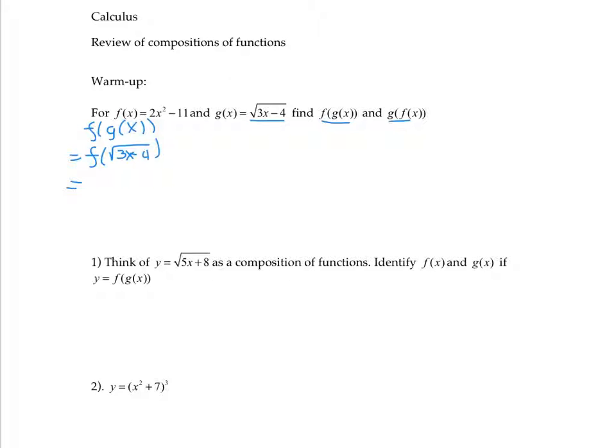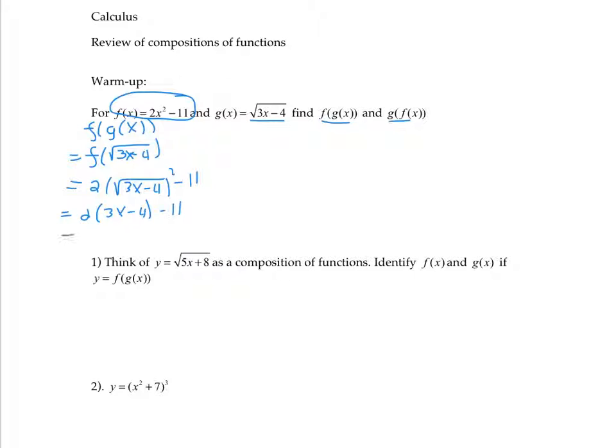And now that we have f of the square root of 3x minus 4, we're actually going to plug that into our other function, f of x, in place of the x. So we'll have 2 times the quantity, the square root of 3x minus 4, quantity squared, minus 11. When you square that square root, that undoes taking the square root, or it's the inverse operation. We're left with 3x minus 4.